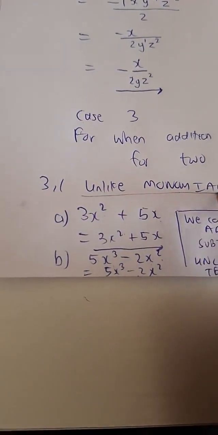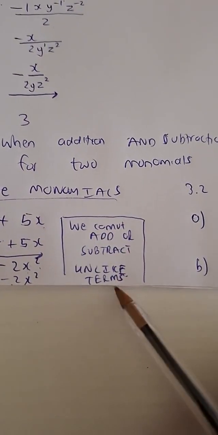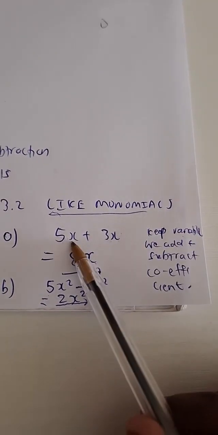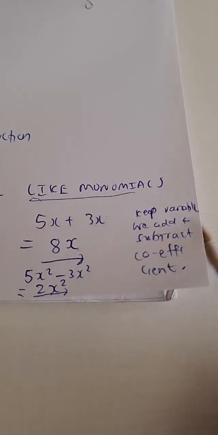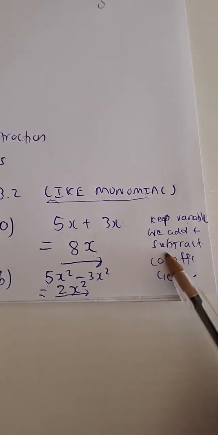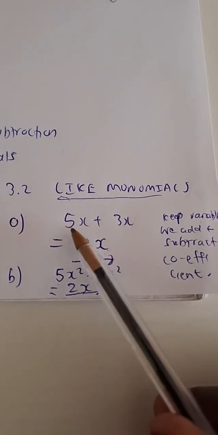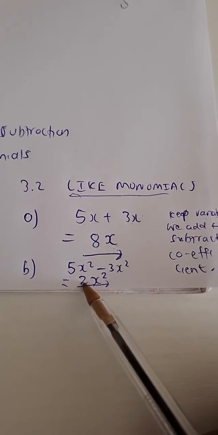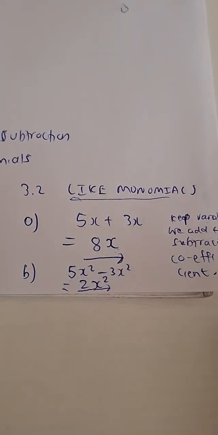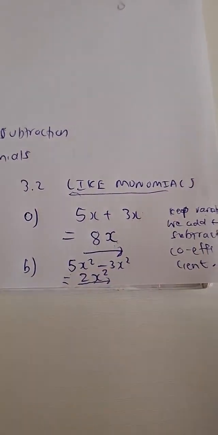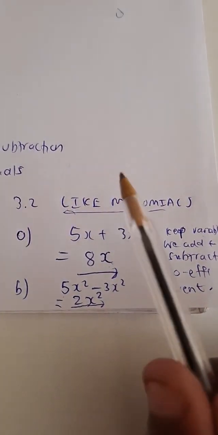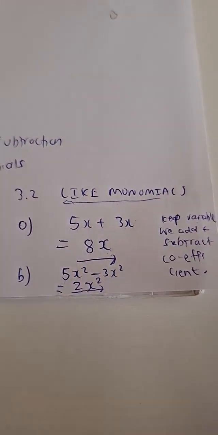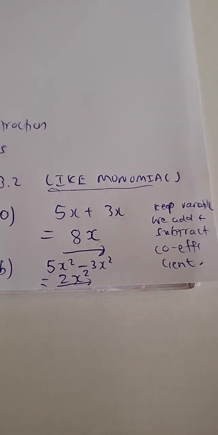Compared to what we did with unlike monomials, because unlike monomials we cannot add or subtract unlike terms, whereas like monomials we know that we can add them. How? We keep the variable, that is the same, we add or subtract the coefficient. Here there was addition, 5 plus 3 is 8. Here there was subtraction, 5 minus 3 is 2. No, we do not subtract the exponents because we are adding like terms. We are subtracting like terms. You see, that logic, the one that you are saying, is incorrect.